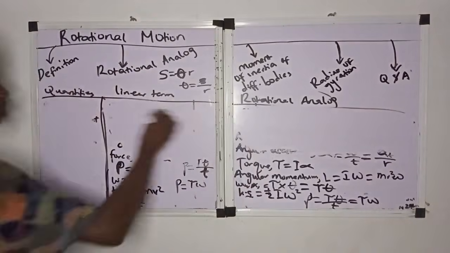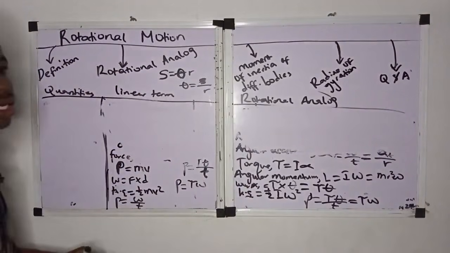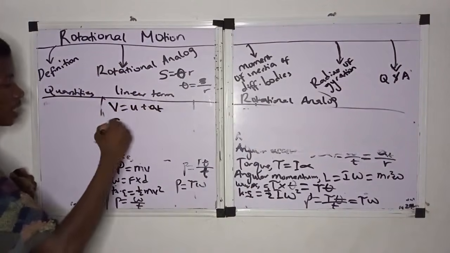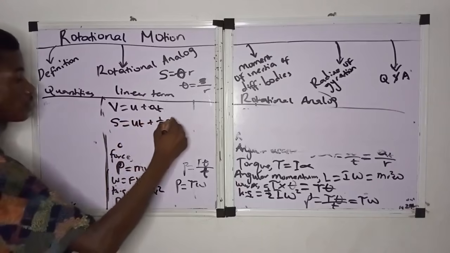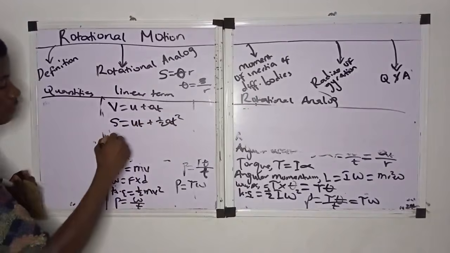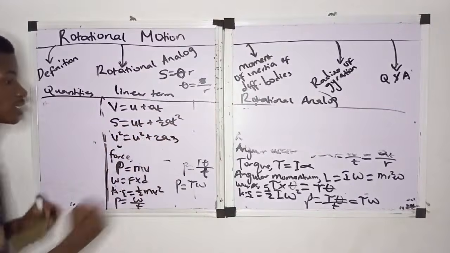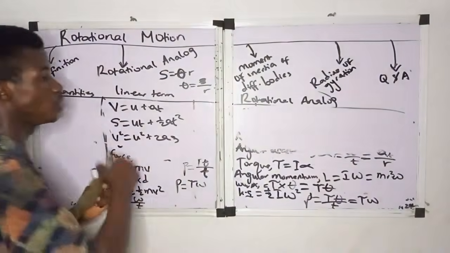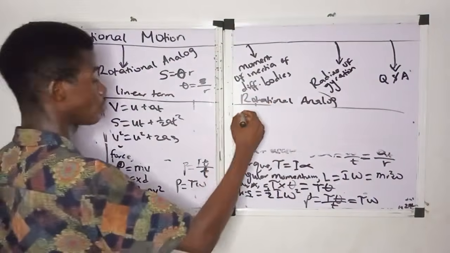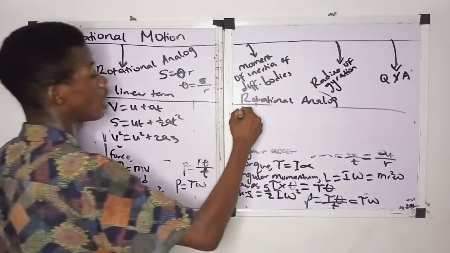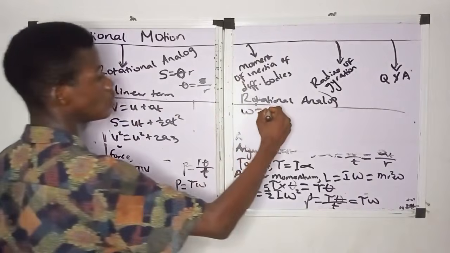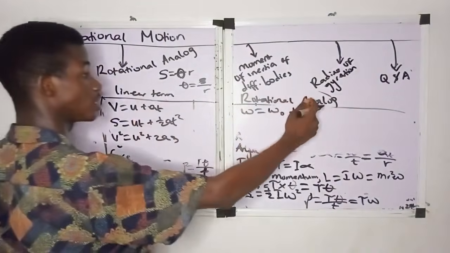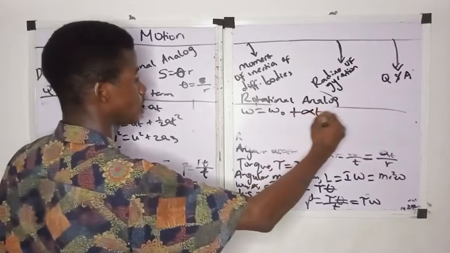We all know that in linear motion, v equals u plus at, s equals ut plus half at squared, and v squared equals u squared plus 2as. Now in rotational terms, the rotational analog of velocity is angular velocity. So omega equals omega naught, the initial angular velocity, plus angular acceleration alpha times time.